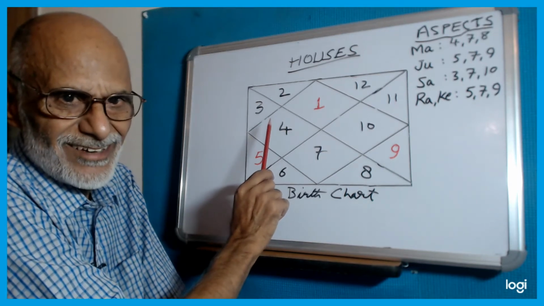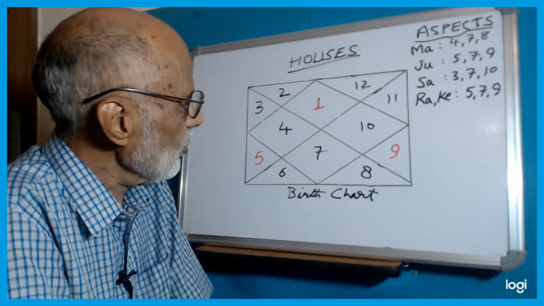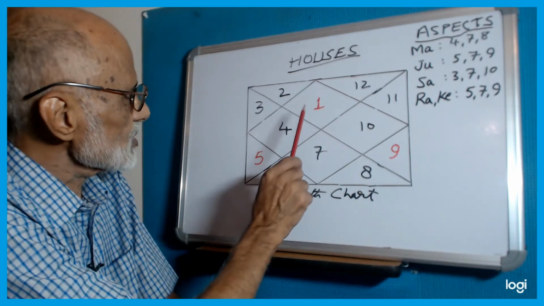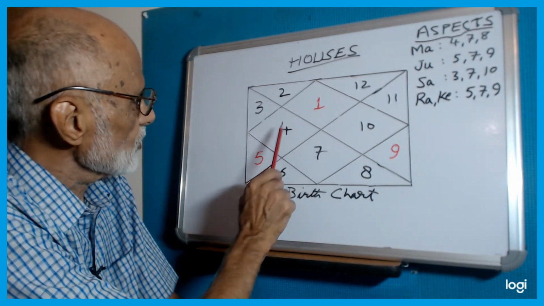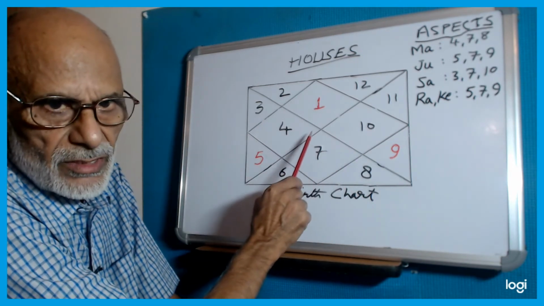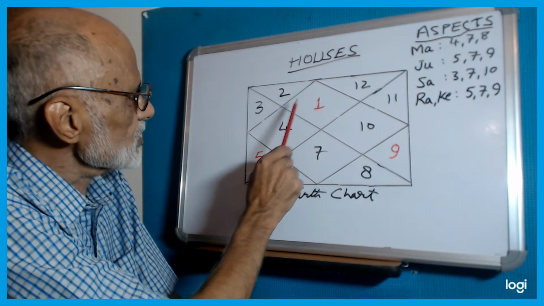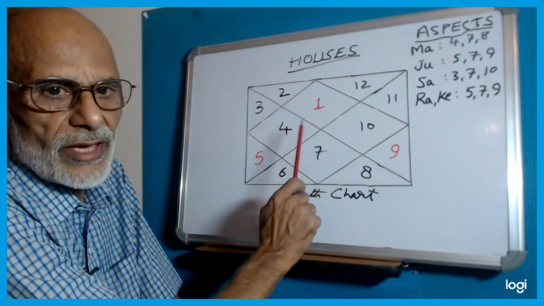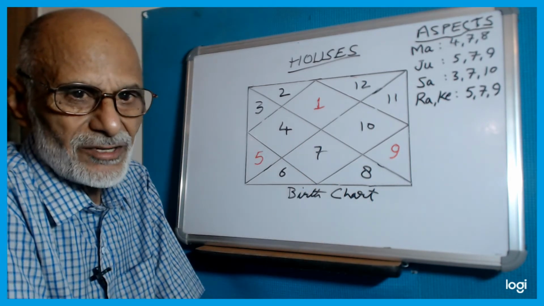Now, so this was a very broad nomenclature of the houses: the 1st, 5th and 9th are the trine houses, Trikona Bhavas, and the 1st, 4th, 7th and 10th are the square houses, Kendra Bhavas, right?